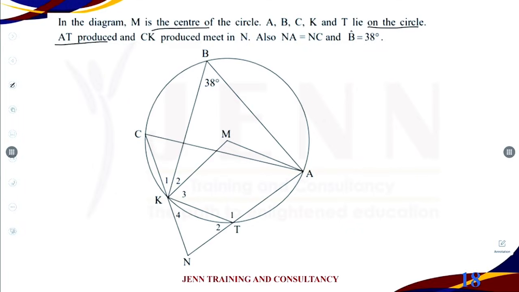Remember, the minute they mention something is produced, just know that it means it is extended. So AT is produced and CK is produced, and they meet in N. So now this is the point of intersection between AT and CK. And then you are also given from the statement that NA is equal to NC. And the size of angle B is 38.